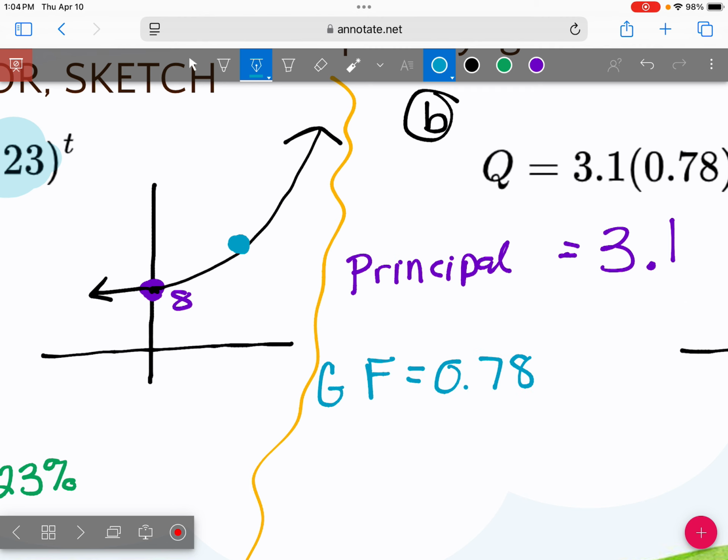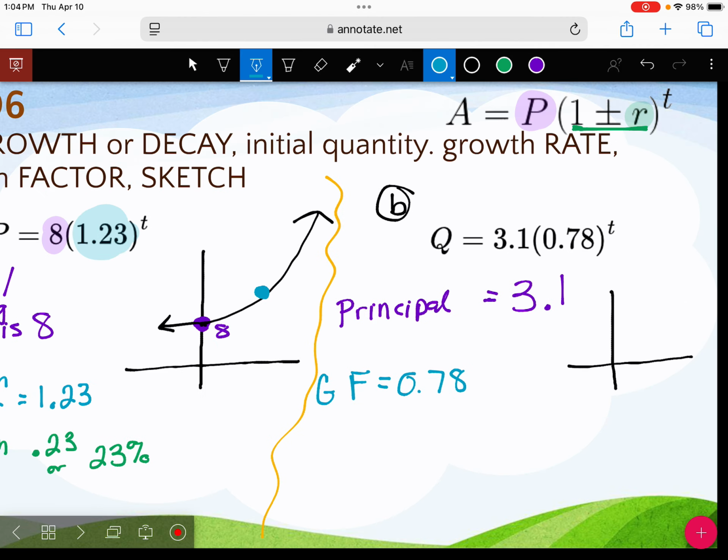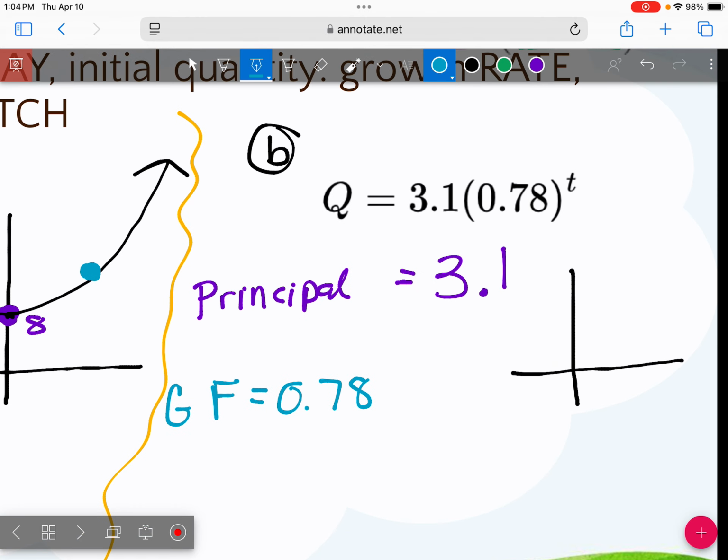So is this going to grow or is this going to decay? It's going to decay. It's getting smaller. If I take 3.1, our starting place, and we times it by 0.78, it's going to get smaller. It's going to go down. So when we're looking at these little sketches, we're not looking for perfection. We're just kind of getting the vibe. We're getting our starting place, and then is our next dot going to go up or is it going to go down? And in this case, it's going to go down. So it's going to look kind of like that.